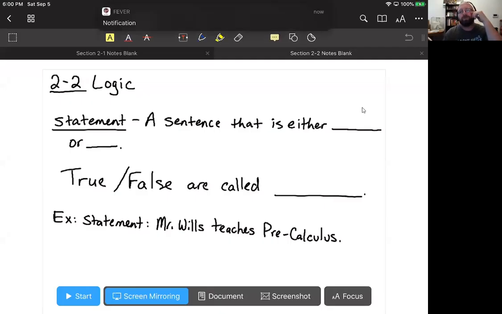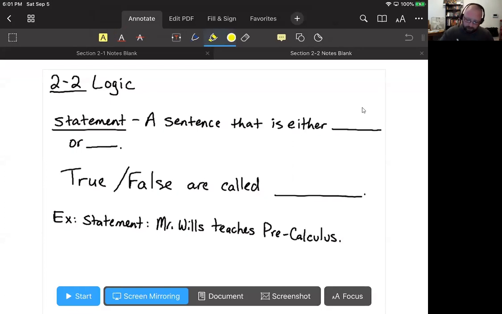Okay, ladies and gentlemen, we are here for the second section of Chapter 2, which is entitled Logic. This is going to begin to delve into how we're going to be approaching logic in this course, in this chapter. And we're starting off here with a vocab word, the word statement.